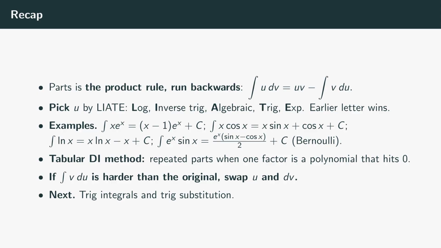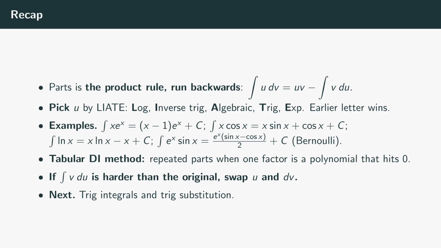Recap: integration by parts is the product rule running backwards. The formula, integral of u dv equals uv minus integral of v du. You split the integrand into two pieces, differentiate one, integrate the other, and rewrite the original integral in terms of a new and hopefully simpler one. LIATE picks the split: logarithmic, inverse trig, algebraic, trig, exponential. The factor that comes earlier in the list becomes u. The other becomes dv. We did 4 examples.